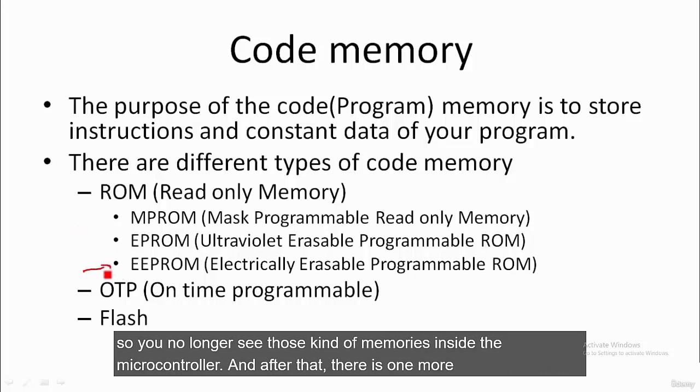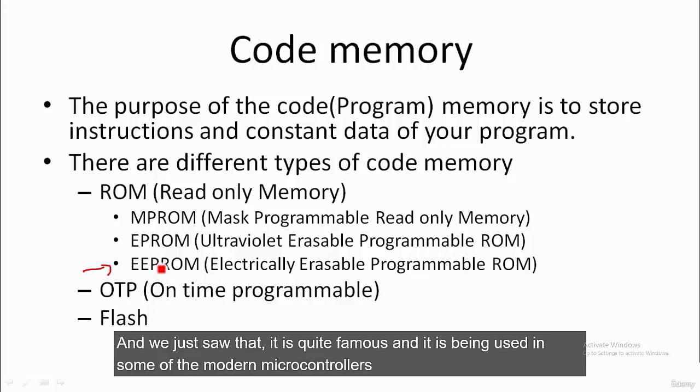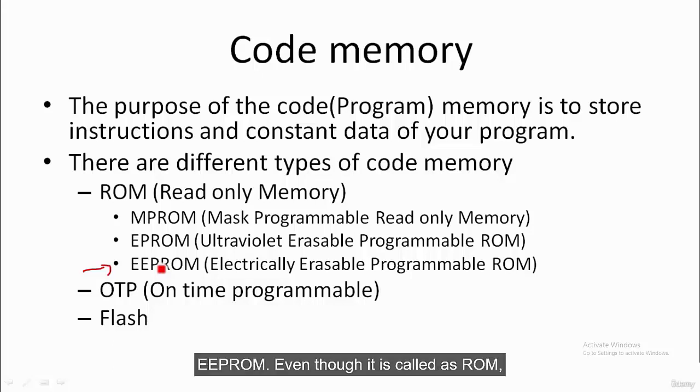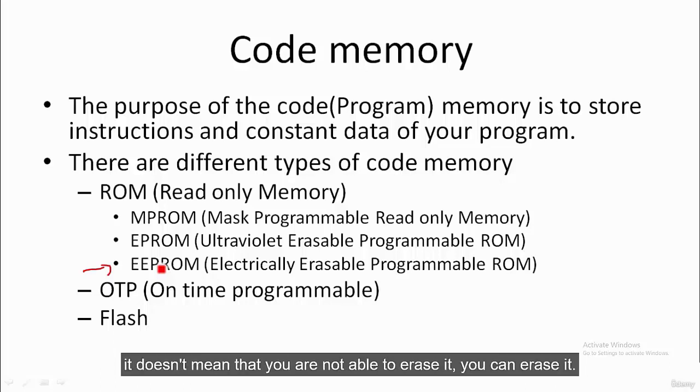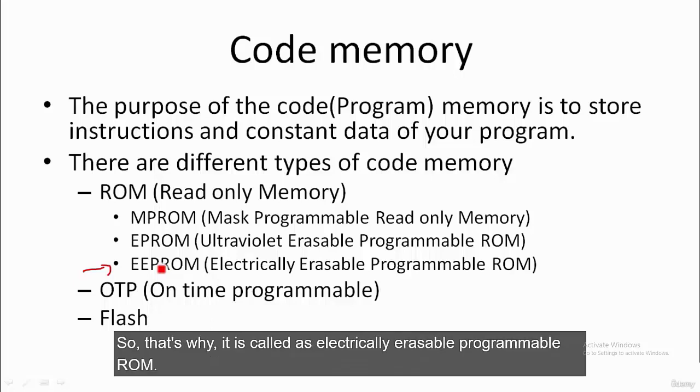After that, there is one more type of read-only memory called EEPROM, which stands for Electrically Erasable Programmable ROM. We just saw that it is quite famous and is being used in some modern microcontrollers as well. We saw in the previous slide that TI's microcontroller has 2 kilobytes of on-chip EEPROM. Even though it is called ROM, it doesn't mean you are not able to erase it. You can erase it, and the erasing technique is very simple. It is erased by using electric voltage. That's why it is called electrically erasable programmable ROM.